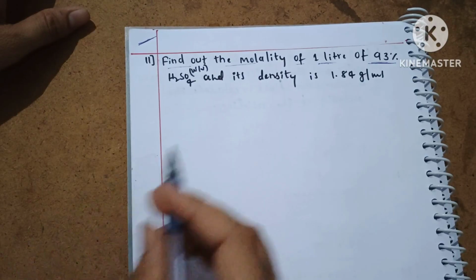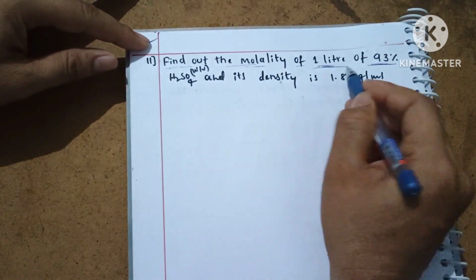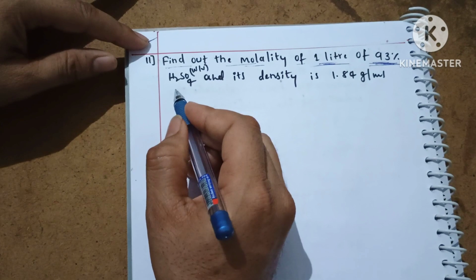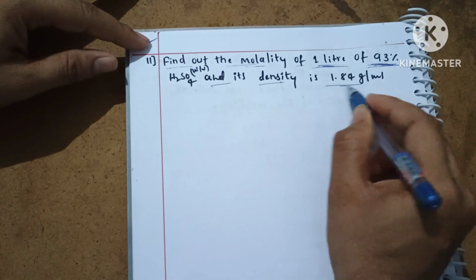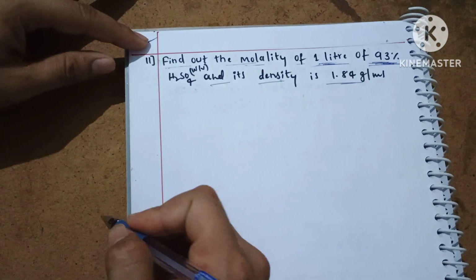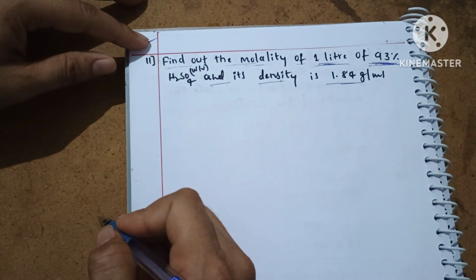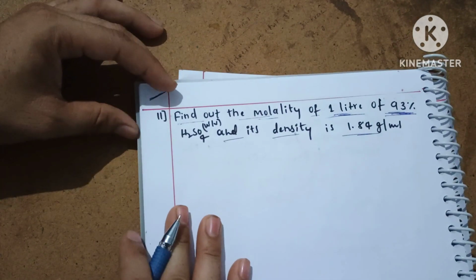The next question is again on molarity. It says: find out the molarity of 1 liter of 93% sulfuric acid, that is weight by volume, and its density is 1.84 gram per ml. What is he asking? Calculate the molarity of sulfuric acid when it is 93% sulfuric acid, weight by volume, and its density is 1.84 gram per ml. Okay, he's asking simply molality. Now we have to calculate by using the given data.